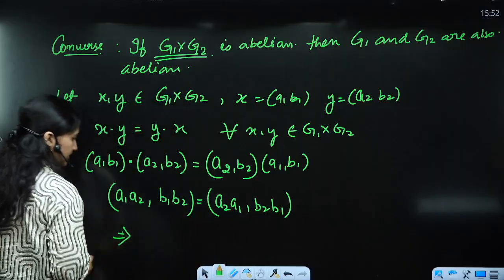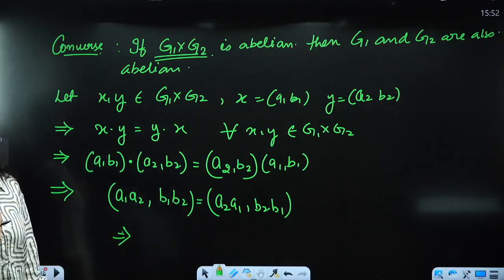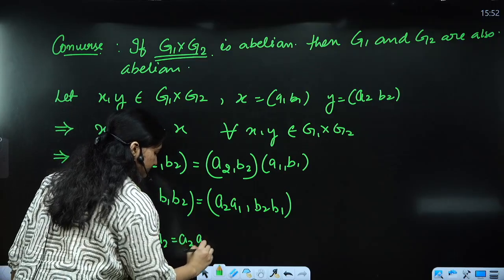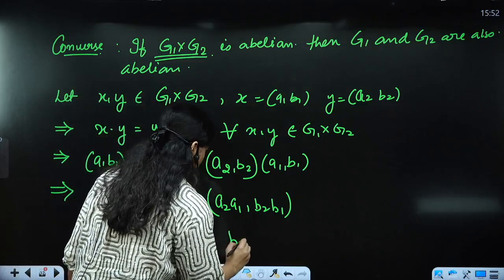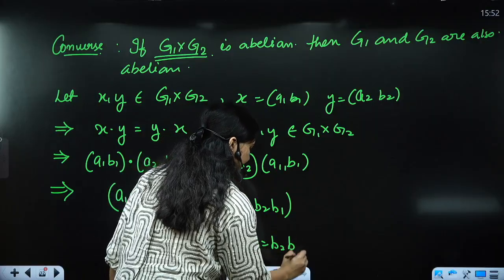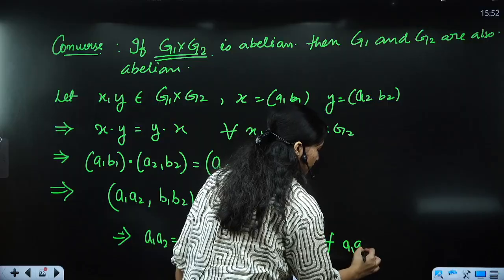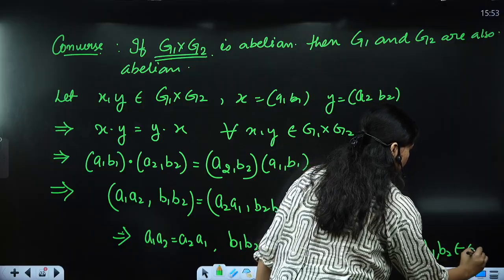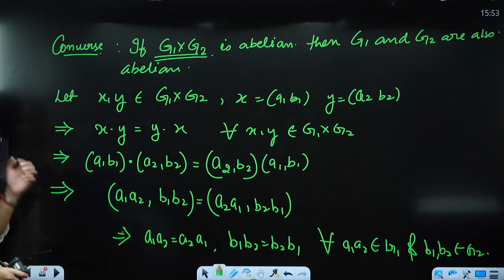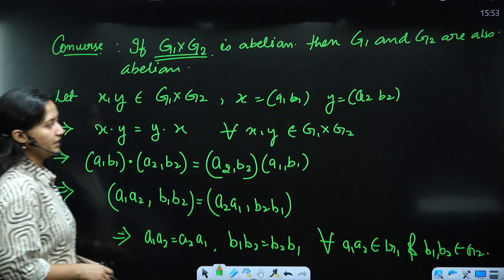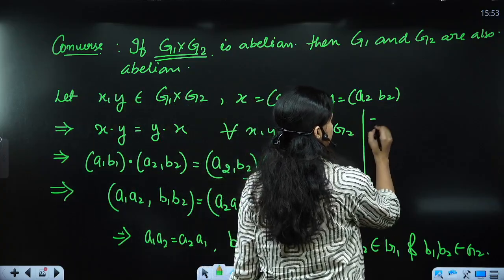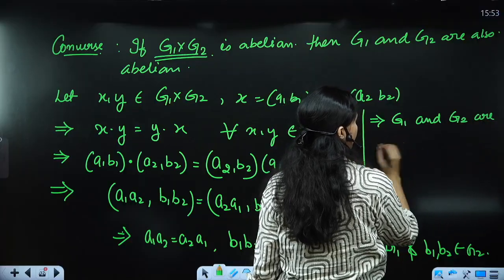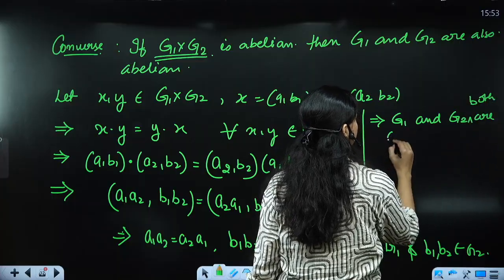Now since these are ordered pairs and the coordinates of ordered pairs are equal, this implies that a1 a2 equals a2 a1 and b1 b2 equals b2 b1 for all a1, a2 belongs to G1 and b1, b2 belongs to G2. So this implies that G1 and G2 are both abelian groups, right? You can write this in the conclusion here. This implies that G1 and G2 both are abelian groups, right?